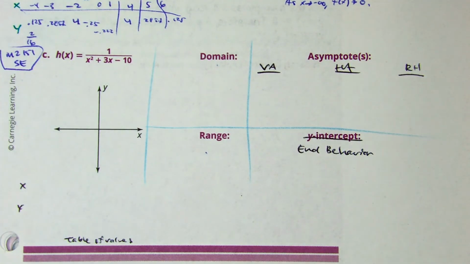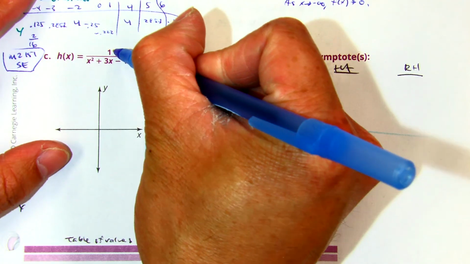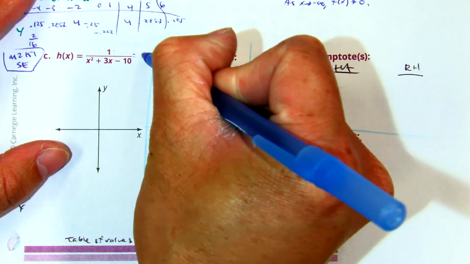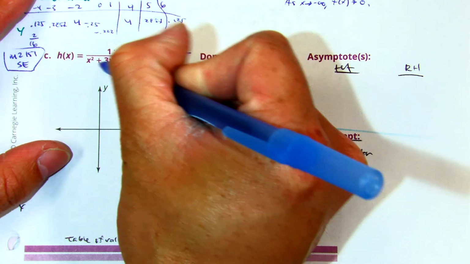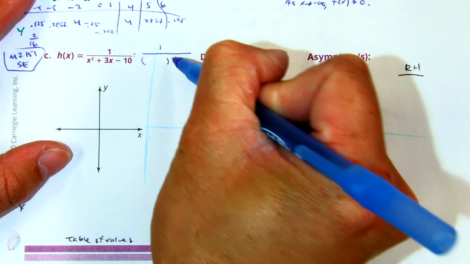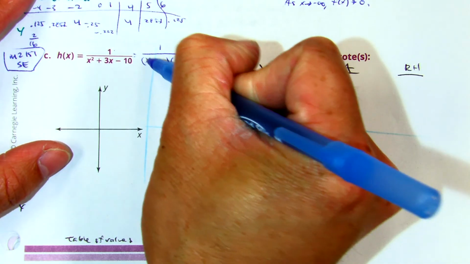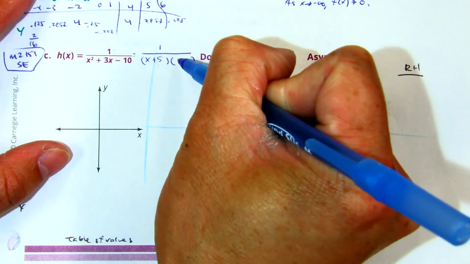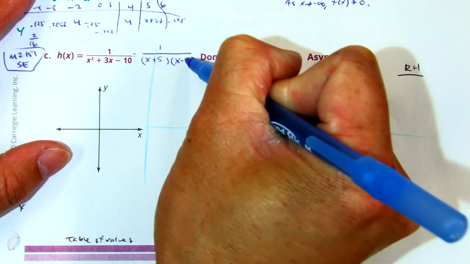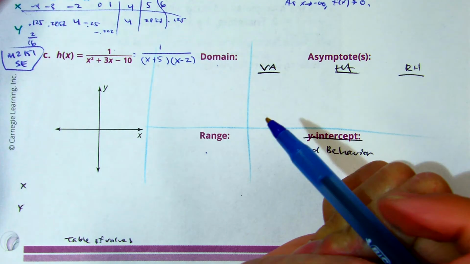Class, what's the first thing we're going to do? Factor it. Class, can we factor this? No. How about this one? What do you get? X plus 5? X minus 2. Raise your hand if you have that so far. Okay, that's step number 1. Step number 2.